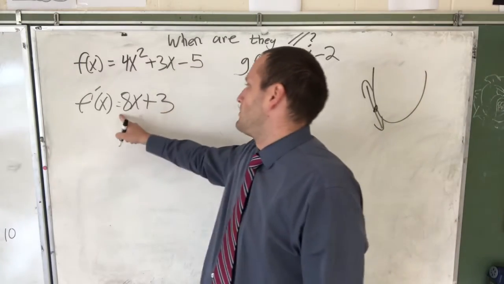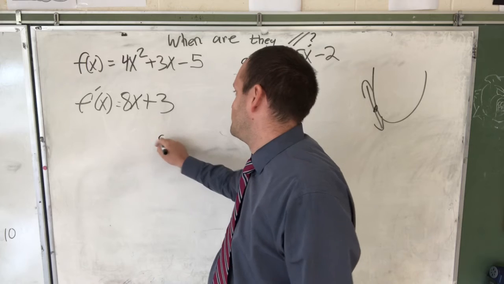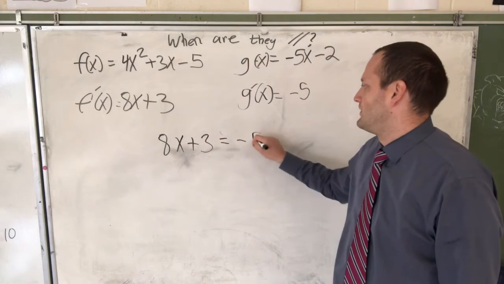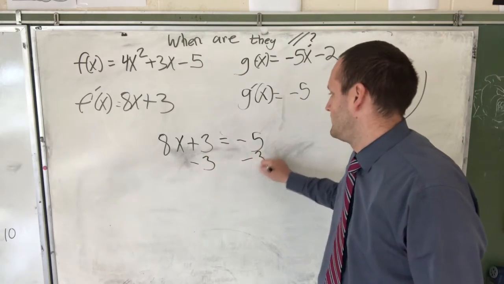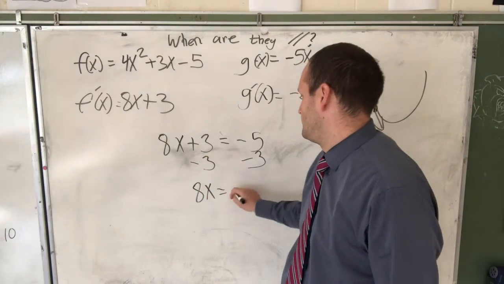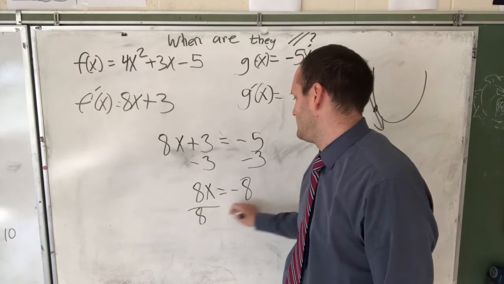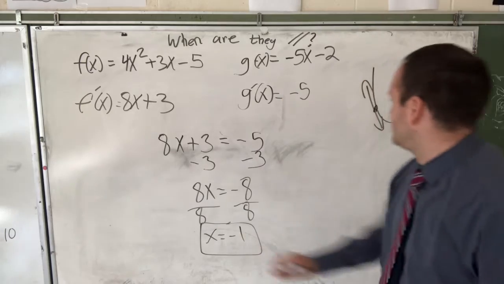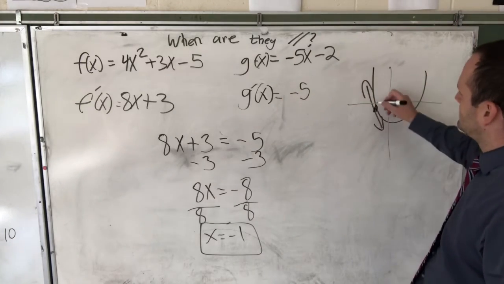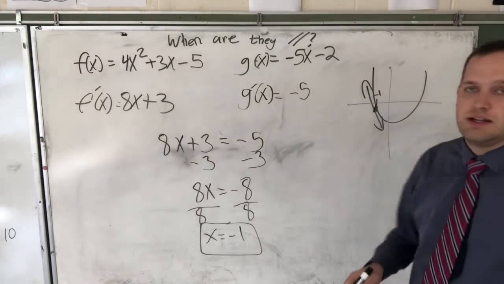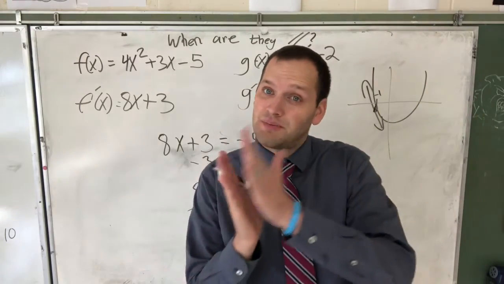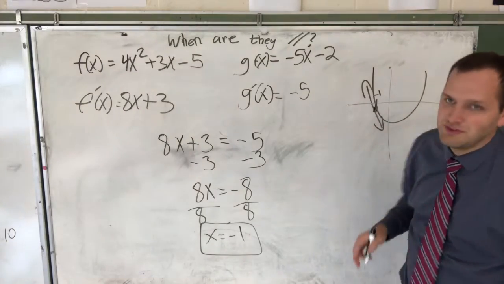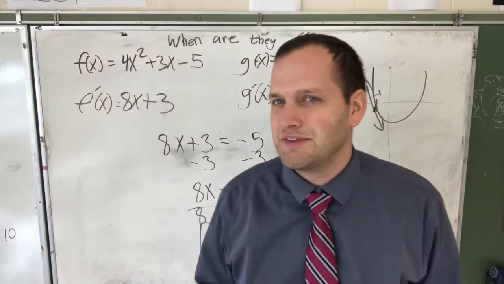Let's see here. We've got them set equal to each other. 8x plus 3 equals negative 5. Minus 3 from both sides. 8x equals negative 8. Divide by 8. x is negative 1. So at negative 1 is when they have the same slope. We don't know how far apart they are, but let's do that right now. Let's figure out how far apart these two are when they are perfectly parallel.